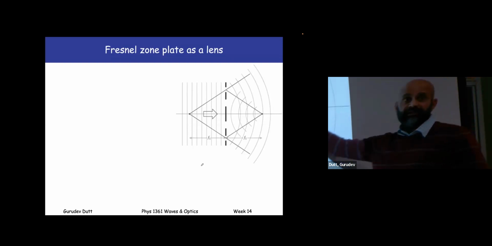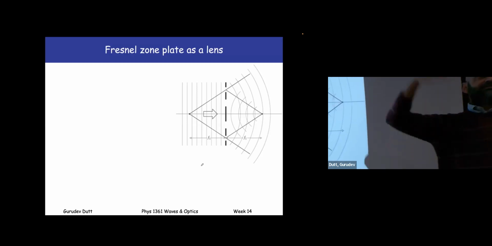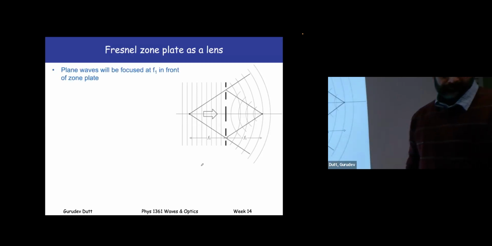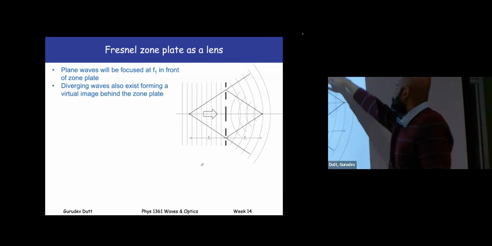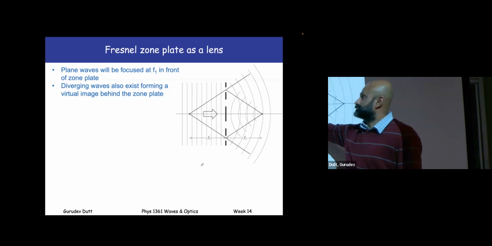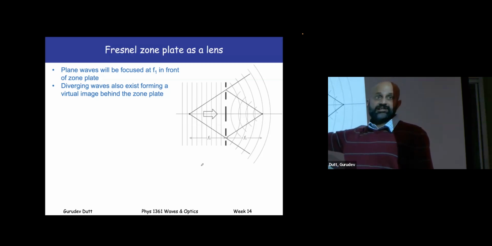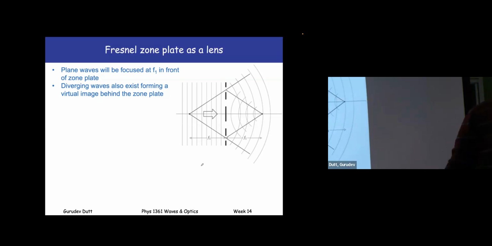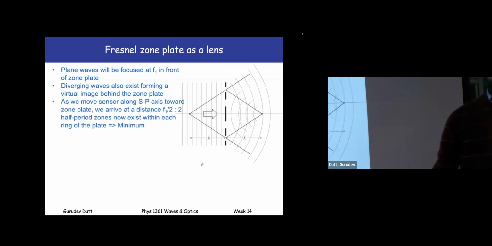But we should note that because Fresnel diffraction by its nature also has waves that are going off in all directions, right? That's what diffraction does. So there will also be diverging waves, which are depicted here. And there will be similarly a virtual image formed exactly at the same distance f1 behind the zone plate. Okay, so that's one difference from a regular lens, from the Fresnel zone plate to a regular lens.